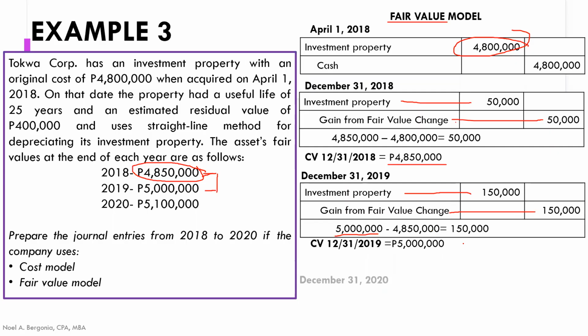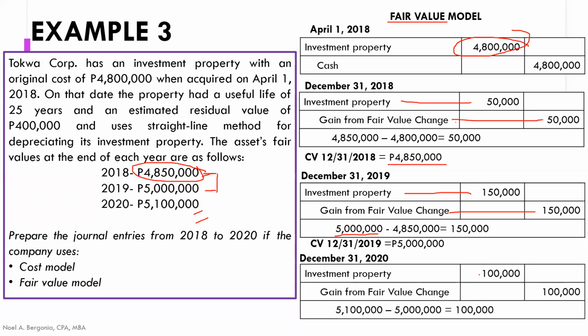And lastly, on December 31, 2020, our fair value became 5,100,000. So it increased again. Okay, so debit investment property 100,000 and credit gain on fair value change 100,000. So please take note, class, that's the difference of the previous year's fair value and the current year's fair value.